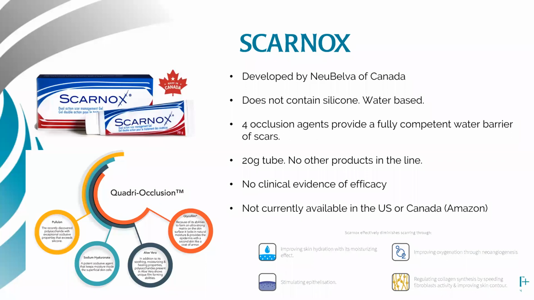And at the bottom here, it tells you something about what they claim it does: improving oxygenation through neoangiogenesis, meaning that it's stimulating the growth of new blood vessels. But that's only important in the early phases. Those blood vessels are what cause scars to be red, and as they reduce over time, it improves the appearance of the scar. So that's a double-edged sword. It's good and it's bad to increase neoangiogenesis.